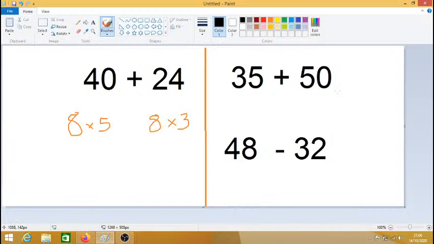So when you're looking at 35, you're looking at 50, you've got to be able to pull out the common factor, the factor that can make both the 35 and the 50. In this case it's 5, because 5 can make 35. 5 can also make the 50.